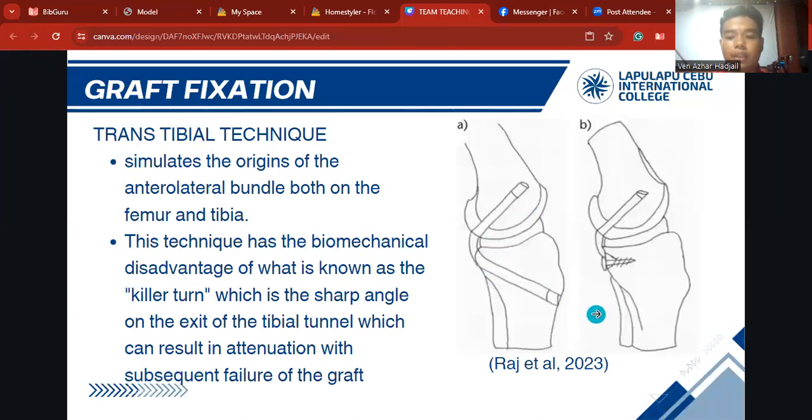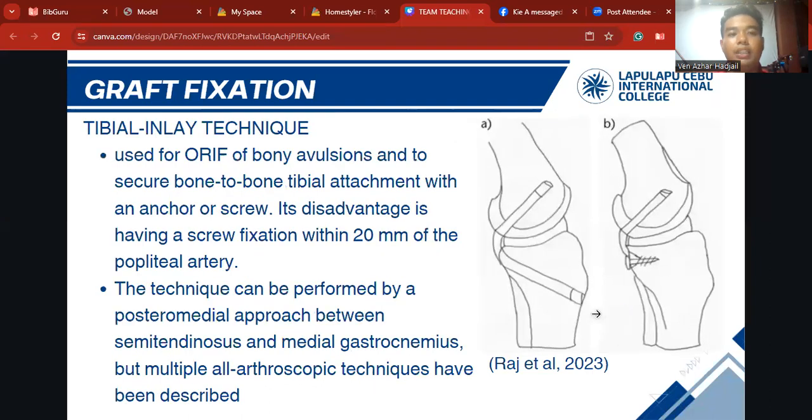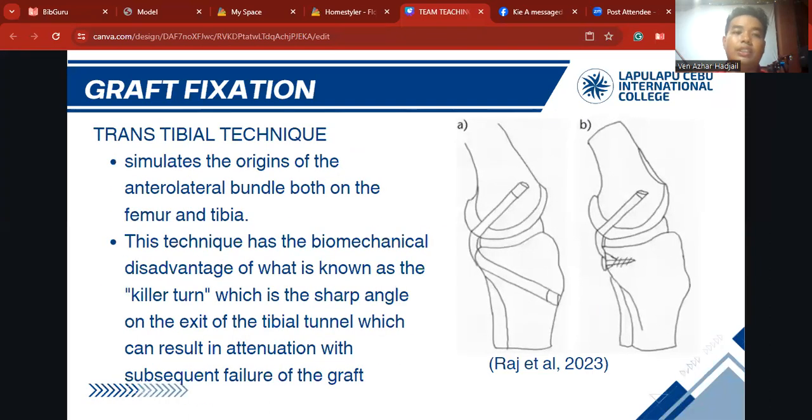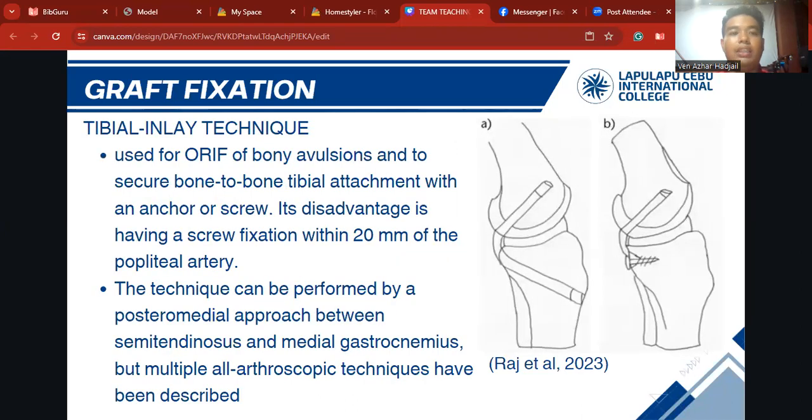Then next, we have the tibial inlay technique. The other one was the transtibial technique, and this one is the tibial inlay technique. It uses ORIF of bony avulsion to secure bone-to-bone tibial attachment with an anchor or screw. As you can see here, it's similar to the other one, but this one uses a screw for the tibia. It has a disadvantage of having a screw fixation within 20 millimeters of the popliteal artery. It can be risky since we are talking about an artery, so it may be hit or whatnot.